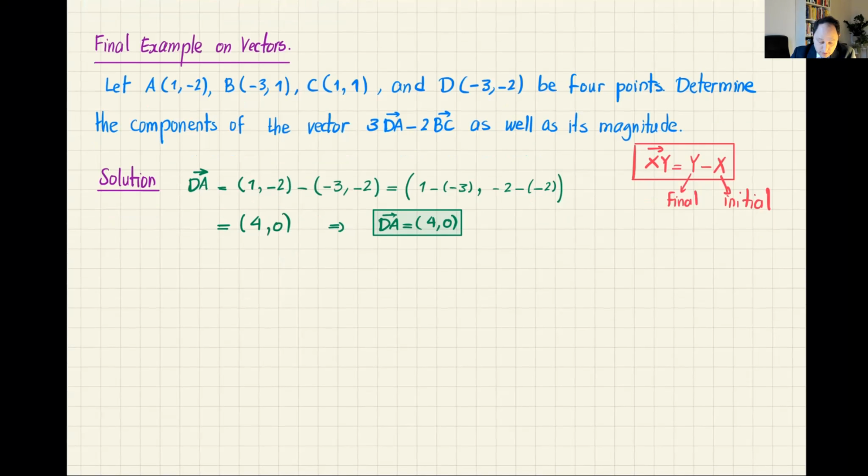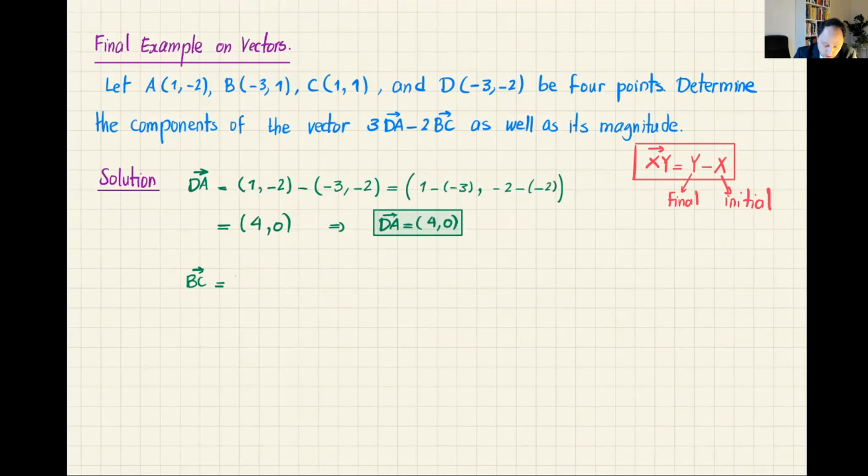Okay, so this is vector dA. And then what I need, you see, is vector BC. I use the same idea here. So vector BC is the final point, which is C, and if you see, the coordinates of C are given in the problem to be 1 and 1, minus the initial point B, which is minus 3 and 1. So then I do component-wise again. So it becomes 1 minus minus 3 for the first one, 1 minus 1 for the second one.